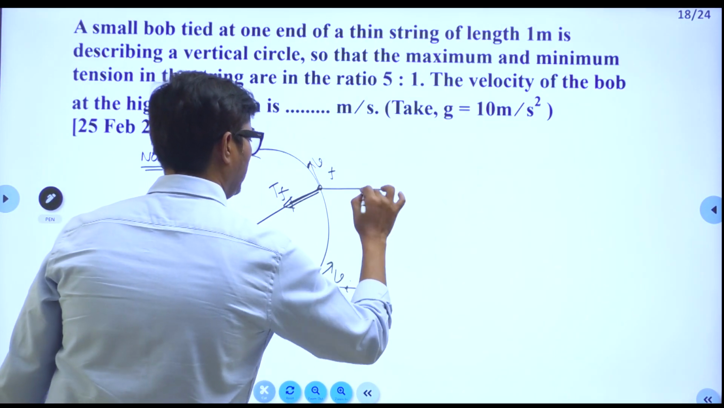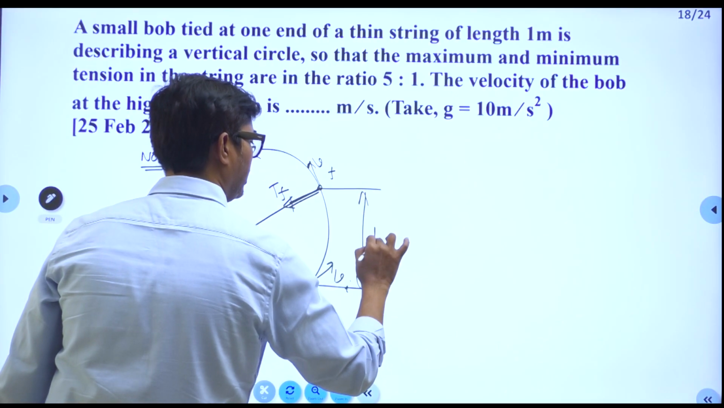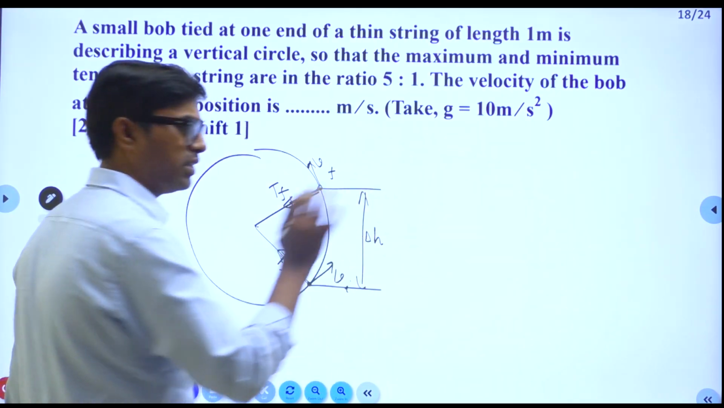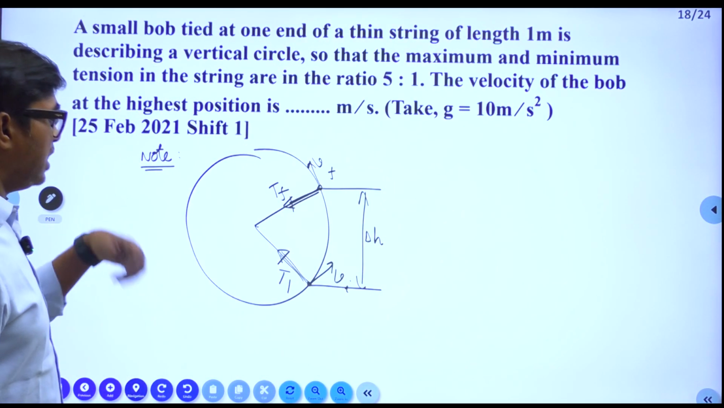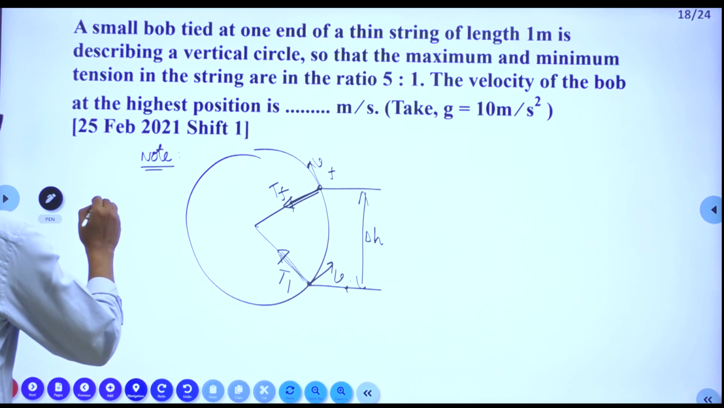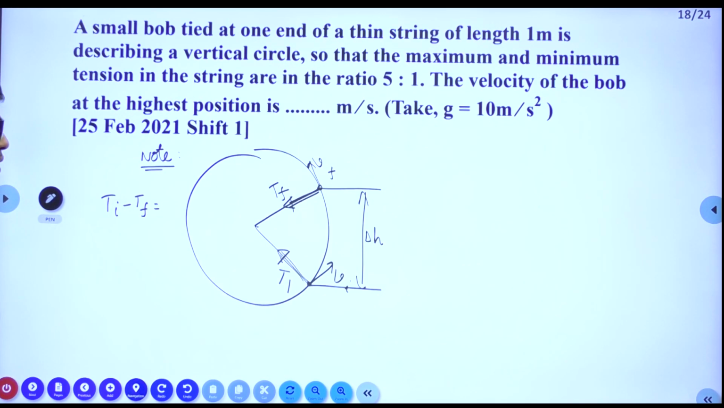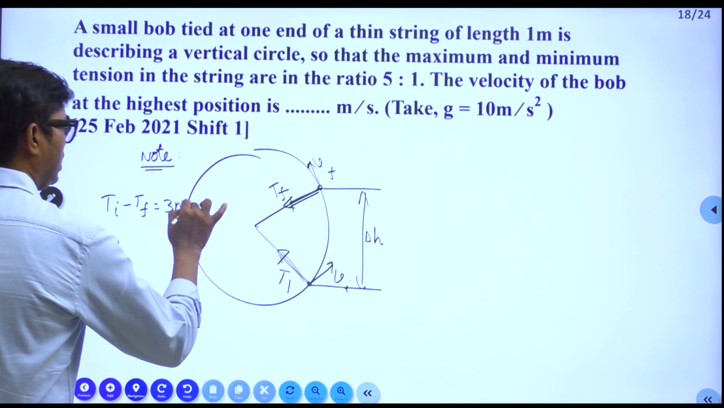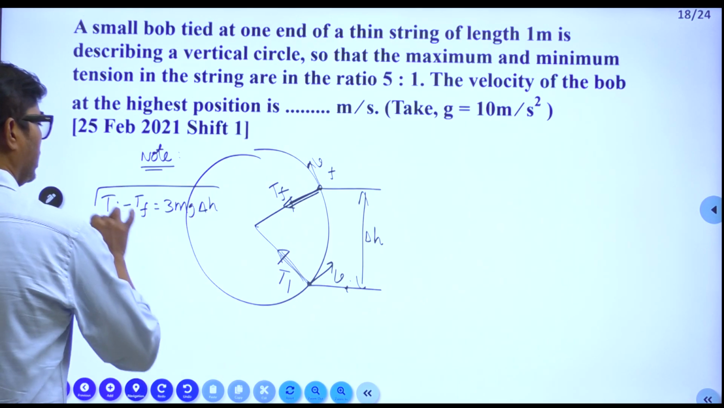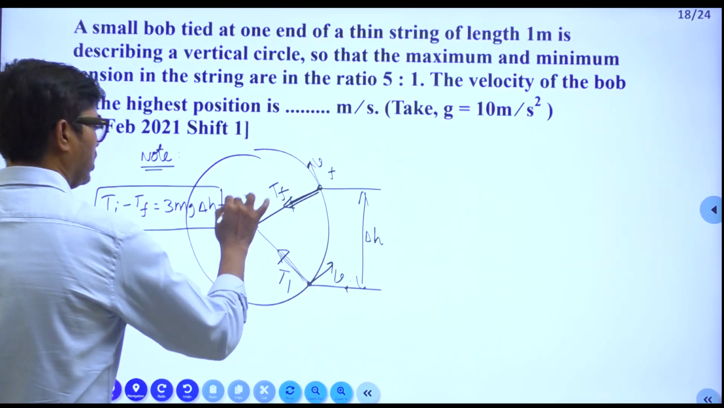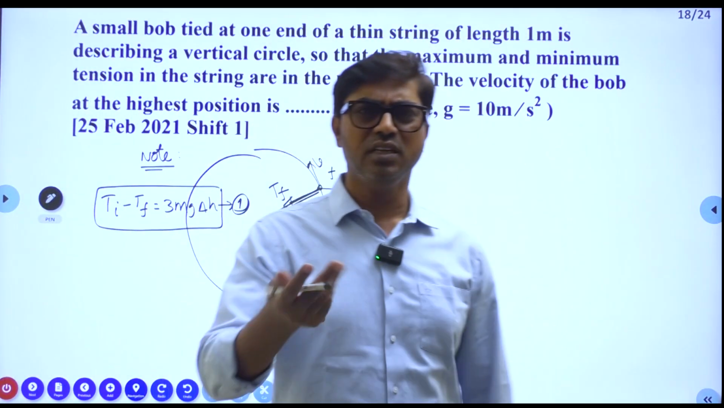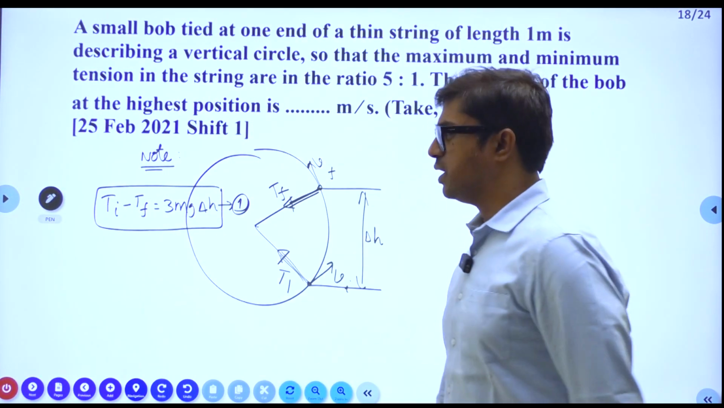If I know the height difference between them, let's say height difference between them is h, or otherwise delta h, then I can directly write the relation between Ti and Tf. Ti minus Tf will be equal to 3 mg into delta h you will get. Okay, you can take this as a formula. You can get it from centripetal acceleration idea and then conservation of energy, but useful there.